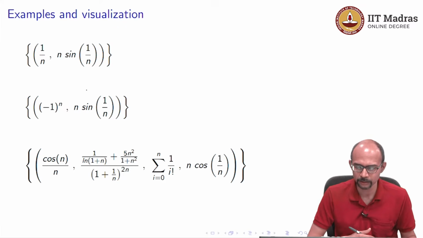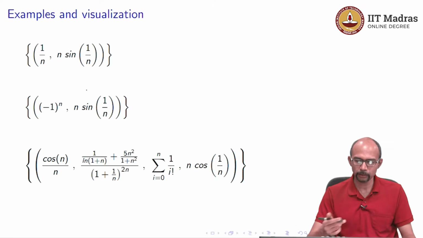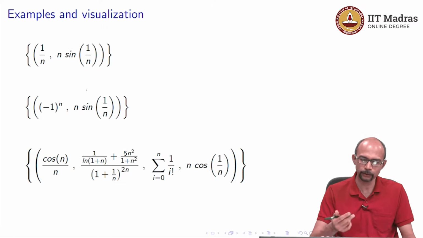So, here is a couple of examples. The first example is (1/n, n sin(1/n)). The second example is ((-1)^n, n sin(1/n)). The third example is a bit bigger. So, this is (cos n / n, some complicated looking expression, summation 1/factorial, and then n cos(1/n)). So, let us ask what happens to each of these and visualize the first two.